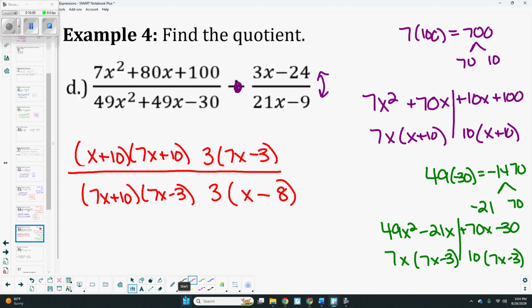All right. Now for some cancelling. We have a 7x plus 10 and a 7x plus 10. We have a 7x minus 3 and a 7x minus 3. We have a 3 and a 3. So what I'm overall left with is x plus 10 over x minus 8.